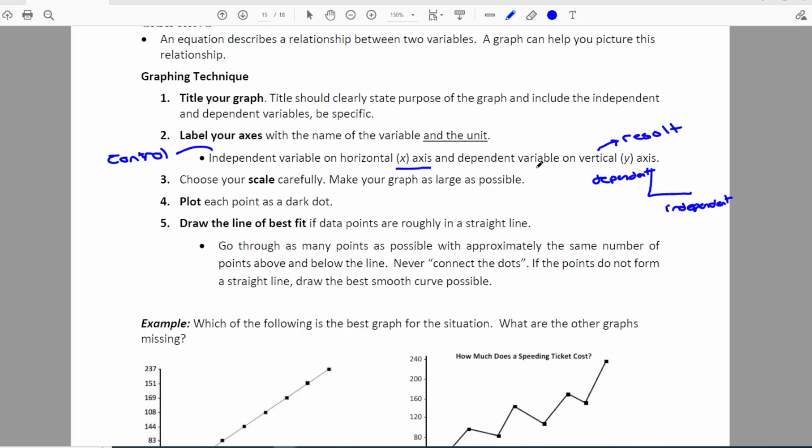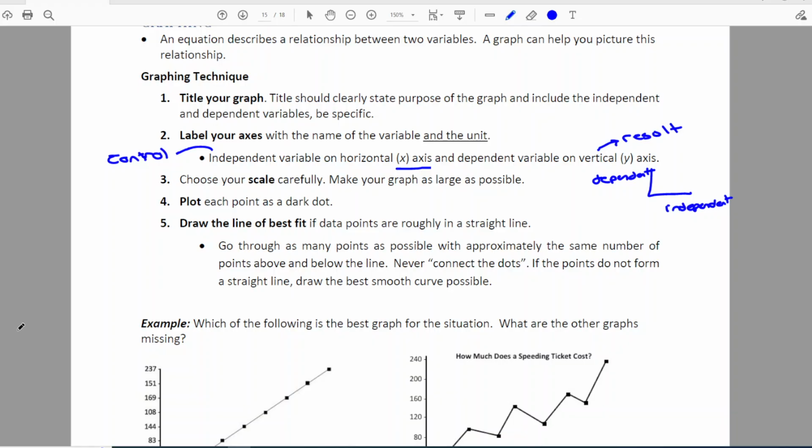Then when you have your title for your graph and you've labeled your axes, including what they are and what units they're measured in, you want to make sure that you've chosen your scale carefully. If you're letting a computer do this, it will do it for you, but you want to make your graph as large as possible. In other words, you want to use as much of the axis as you can.